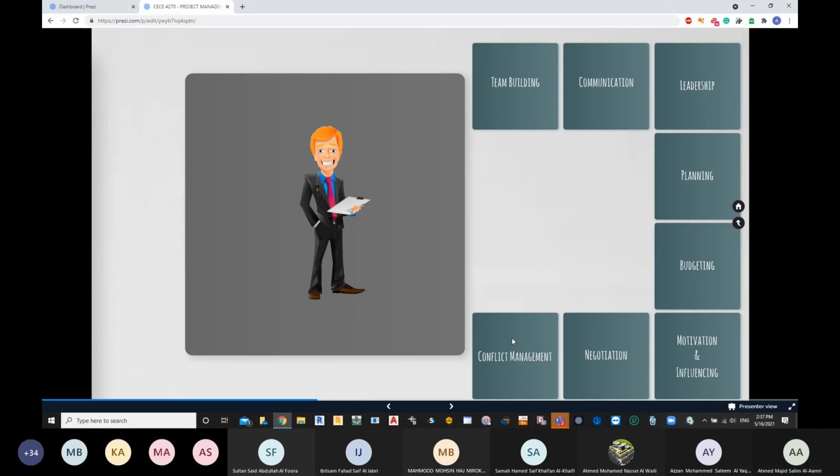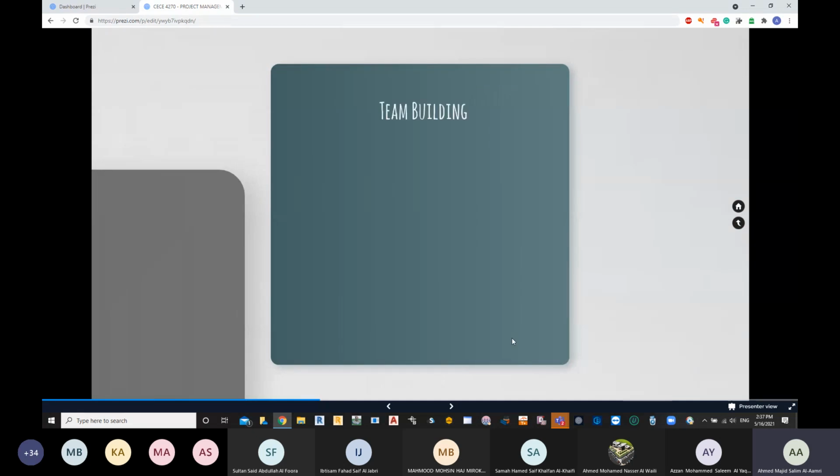Okay. So once again, one of the most important skills of a project manager is knowing how to build up his team, which means how to choose his members. An example here is going to clarify. We have a construction project. We have two project managers.